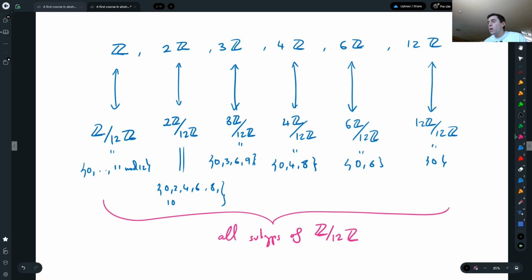Okay, so next time we are going to be talking about finite abelian groups and their structure.